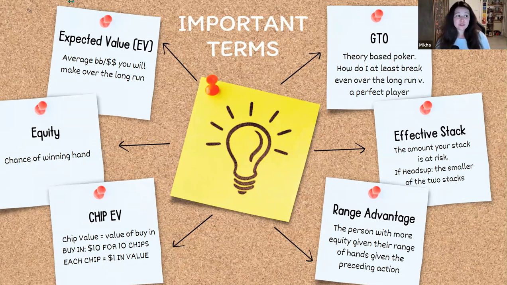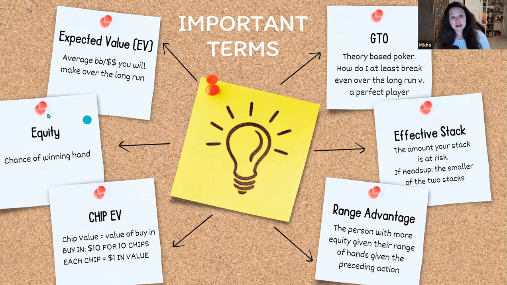So that's what expected value is. That's really going to be the focus of what GTO Wizard is analyzing. It's going to look at how you can make the most EV, or big blinds, on average, making the best choices in each position that you're in.